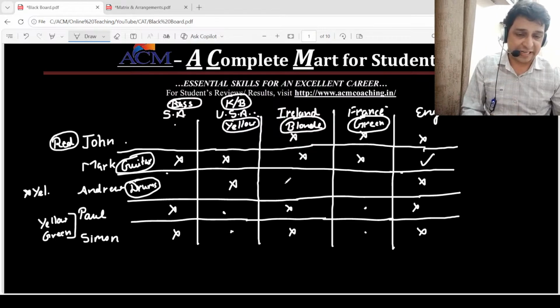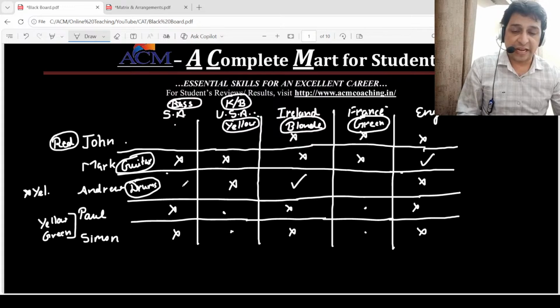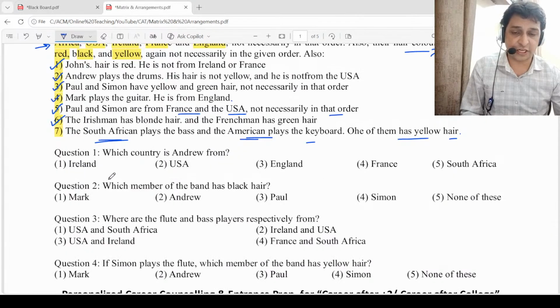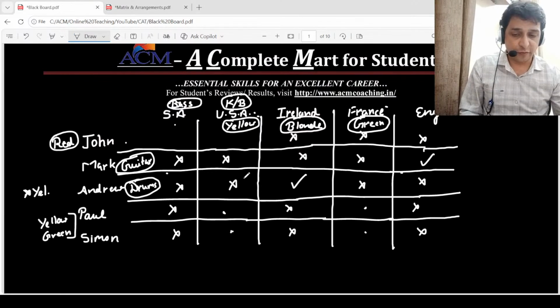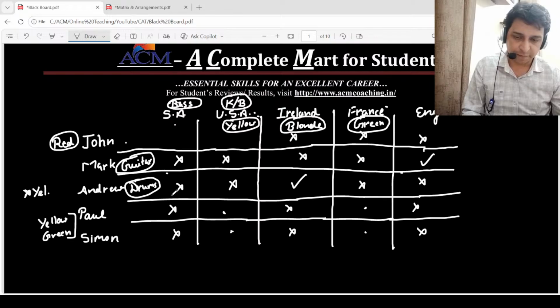Now if we see Ireland, we have only Andrew left. Everything else is crossed. That means for everybody else, John, Mark, Paul, Simon, they cannot be from Ireland. We already put a cross. So the only place left is for Andrew, and Andrew cannot be from any other country. That means he's from Ireland. So my answer to the first question, which country is Andrew from, is Ireland. That is the answer I get straight away for question number one.